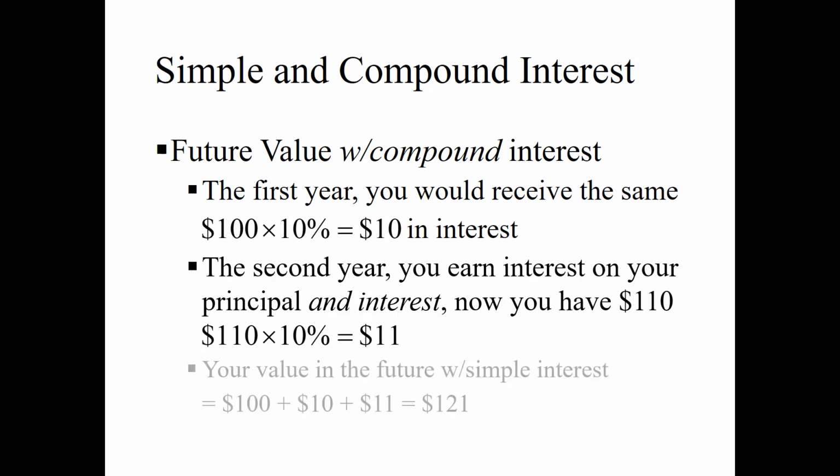And so that means that we started off with our original principal amount of $100, plus $10 in interest from the first year, plus $11 in interest from the second year, because we've earned not only $10 on our original principal, but an additional dollar from the $10 in interest from the first year, for a total of $121.